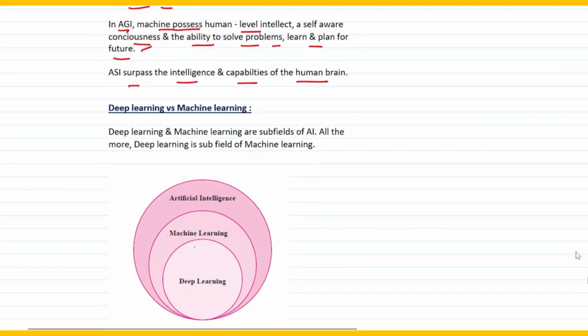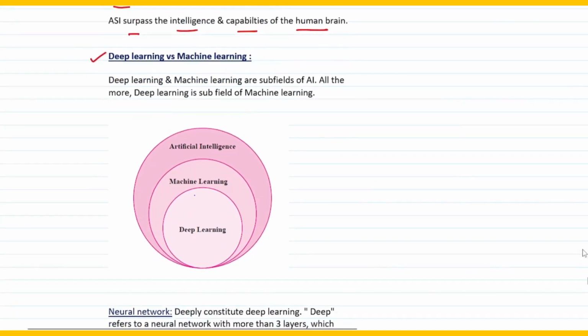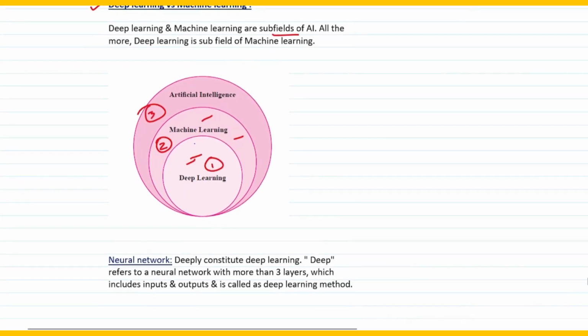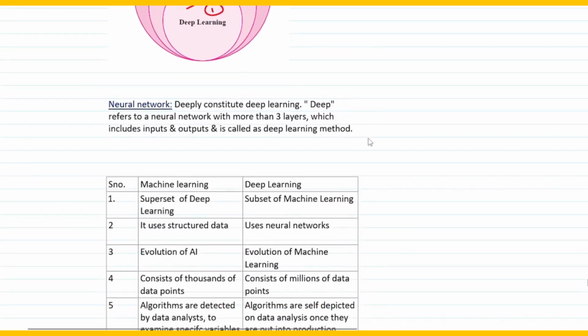Okay, now we come to something important, which is deep learning versus machine learning, right? Deep learning and machine learning are subfields of AI. You can see AI as a whole, but deep learning and machine learning are a part of it. All the more, deep learning is a subfield of machine learning. So in terms of hierarchy, deep learning is a subpart of machine learning, and both are subparts of artificial intelligence.